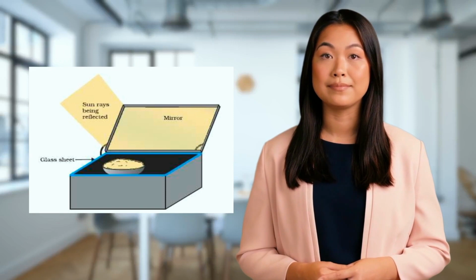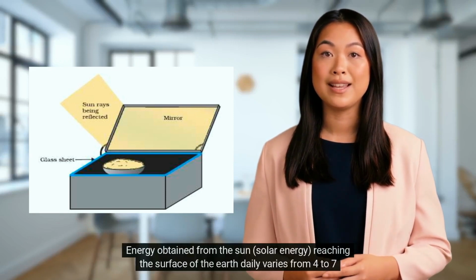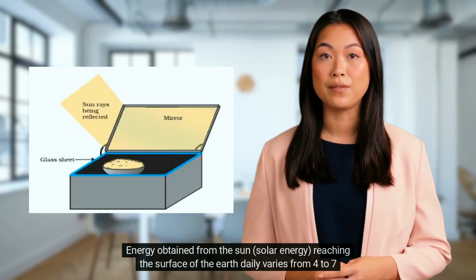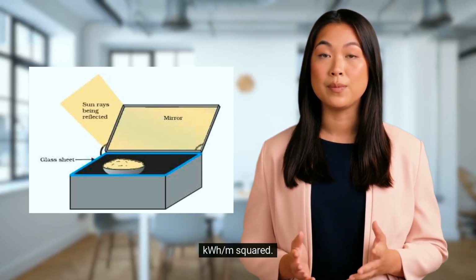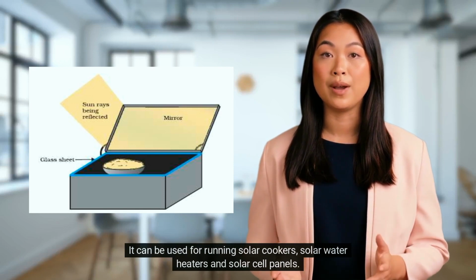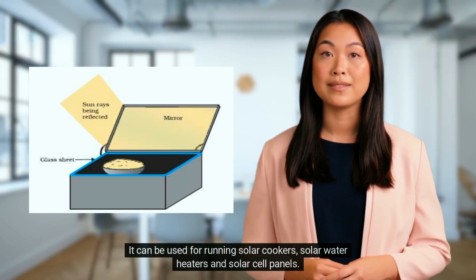etc. Solar energy. Energy obtained from the sun, solar energy, reaching the surface of the Earth daily varies from 4 to 7 kWh per m². It can be used for running solar cookers, solar water heaters, and solar cell panels.